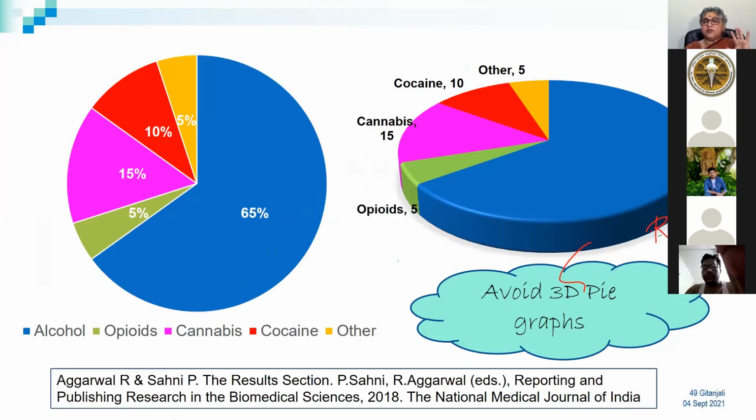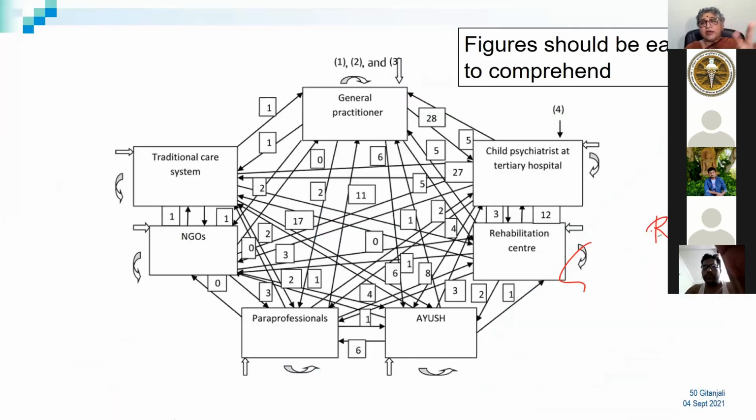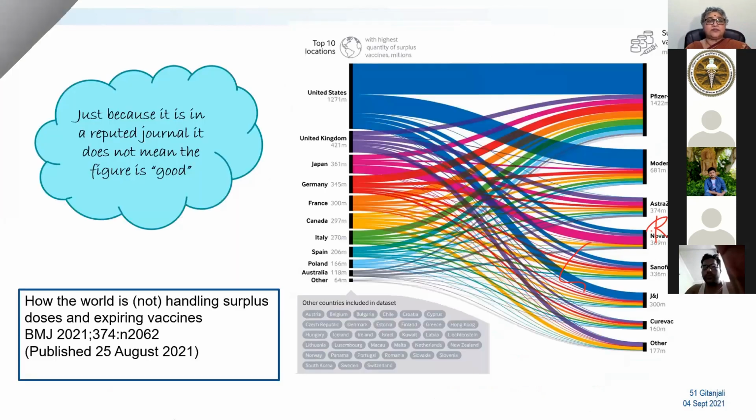Now, one of the things you must do is avoid these 3D pie graphs. Again, they are very commonly used because they look attractive. The reason we say avoid 3D pies is because it is very difficult to judge the proportions with the naked eye, whereas a 2D pie is the best. So please avoid 3D pies or complicated figures, because figures should be easy to comprehend. If you have something like that, nobody will want to look at it, it takes a lot of time.